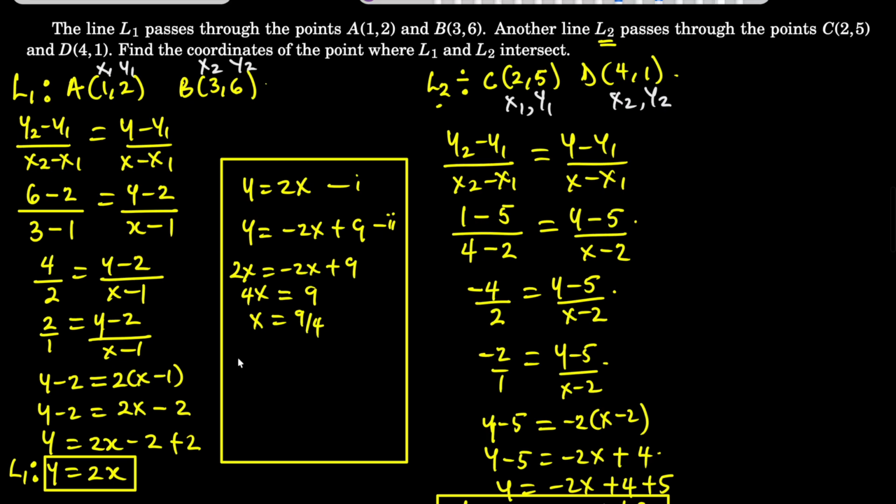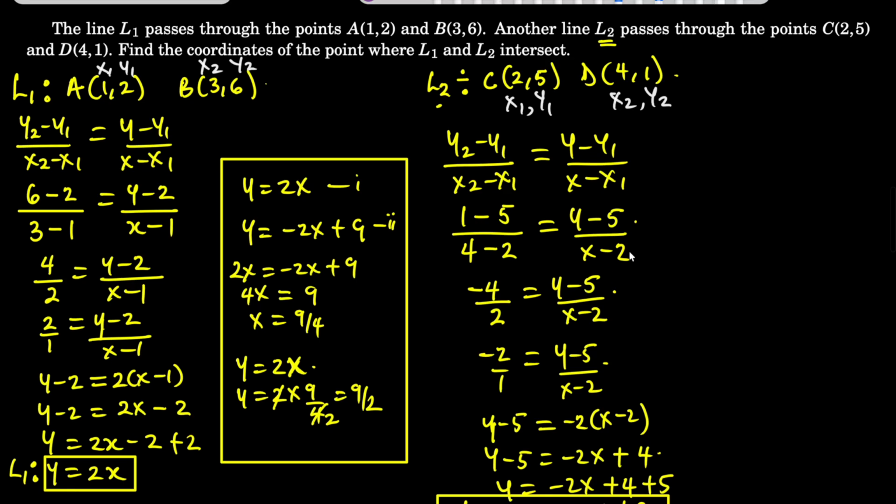So from equation 1, we have y equals 2x. Okay, so y equals 2 times 9 over 4. Now this 2 divides this 4, and then we have 9 over 2. In the end, x equals 9 over 4 and y equals 9 over 2.